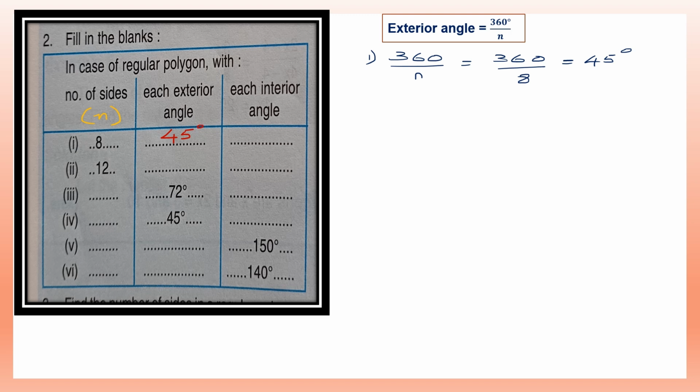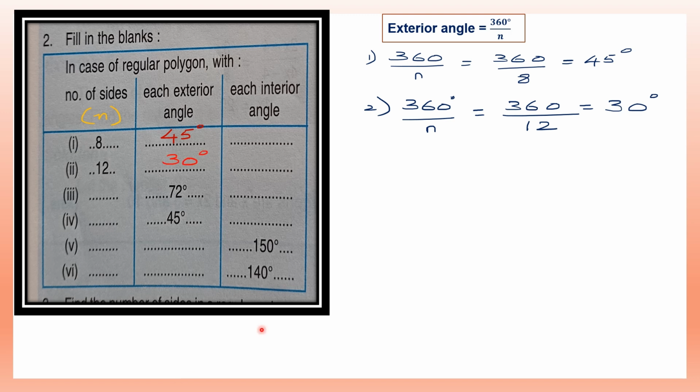Let's get the second one also. To find the exterior angle, we say 360 degrees divided by n, where n is the number of sides. So 360 divided by, in the second one, the number of sides is 12. When you divide 360 by 12, you get 30 degrees. So here in the second one, the exterior angle is 30 degrees.